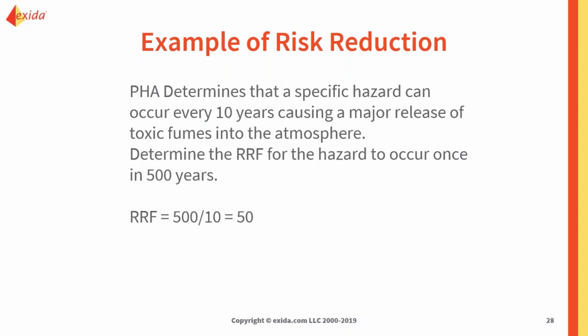So all you have to do is determine the risk reduction factor from taking it from occurring once every 10 years to the more acceptable once in every 500 years. It's easy. 500 divided by 10, your risk reduction is 50.